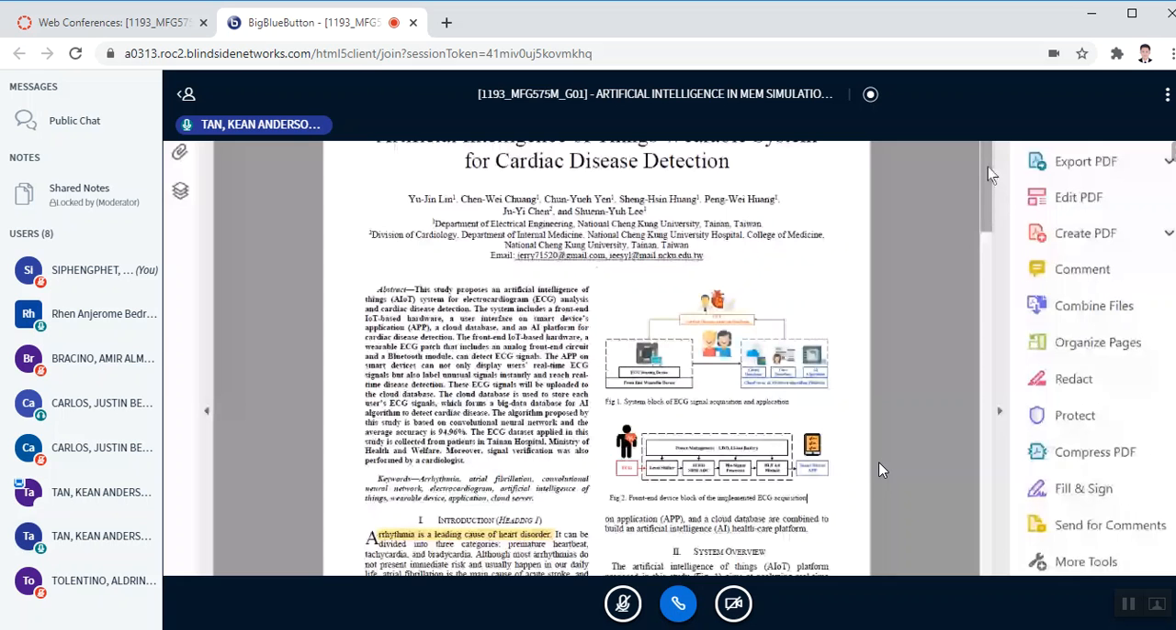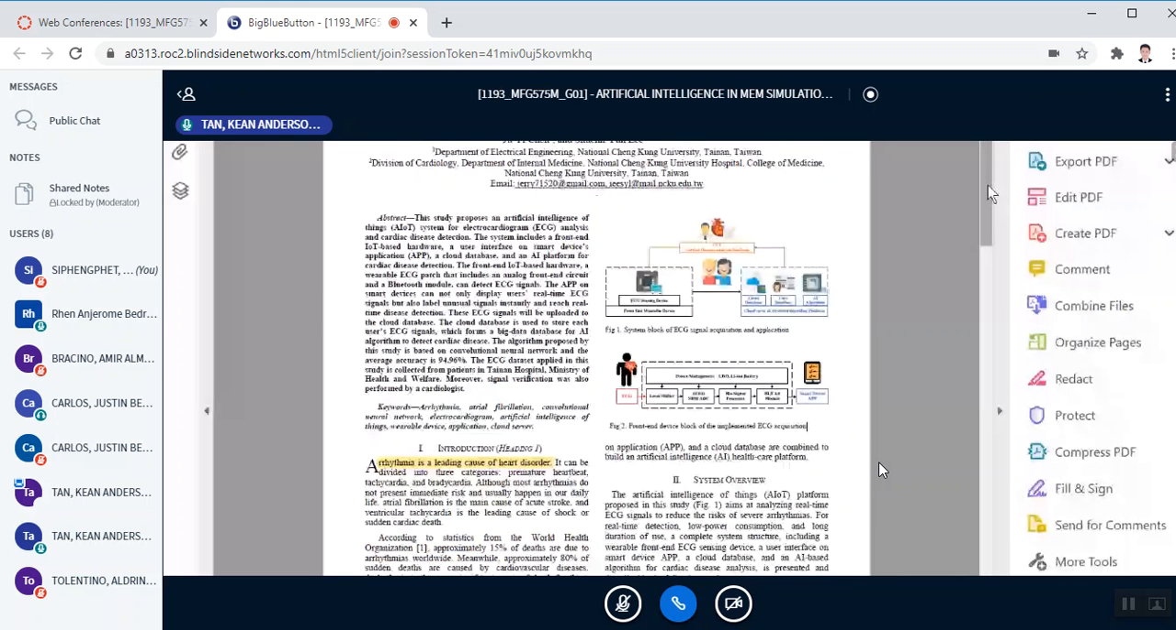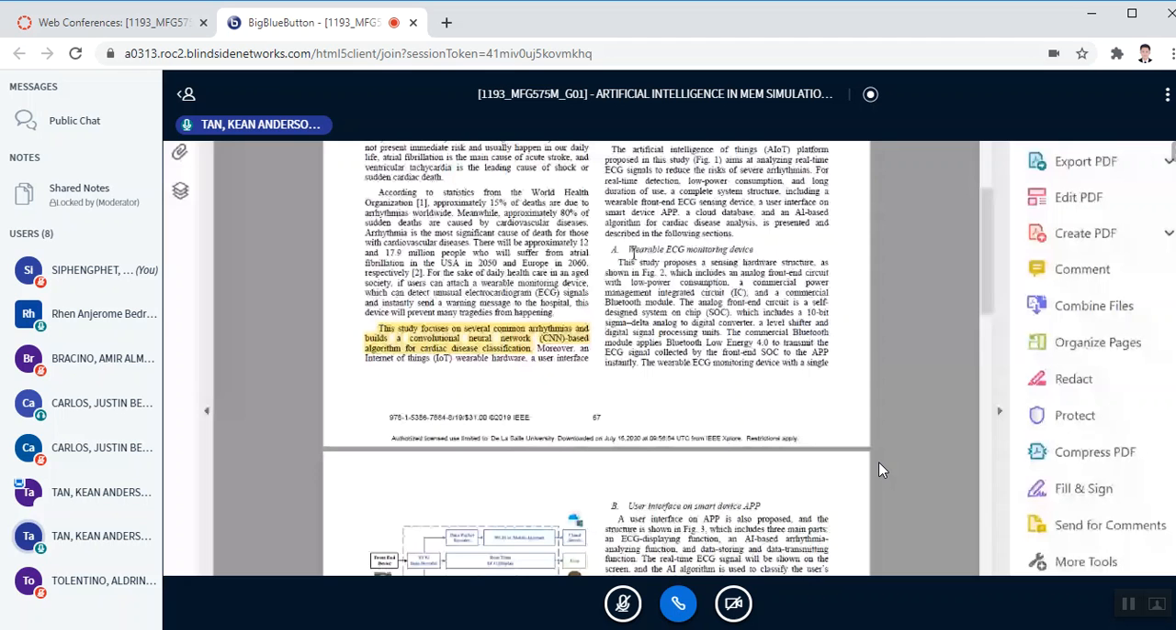Okay. Hello, everyone. My paper is about an artificial intelligence of things wearable system for cardiac disease detection. Mainly, this paper has several parts containing a wearable ECG, user interface, and cloud server. But I will focus more on the AI-based algorithm.